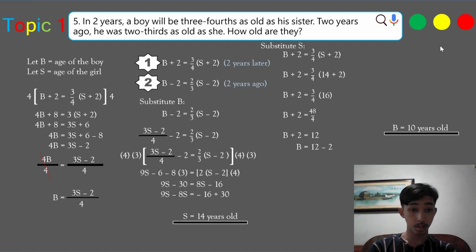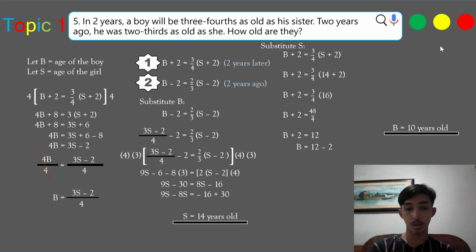Then let's transpose the 8 to the right side. So it will be 4B is equal to 3S plus 6 minus 8. Then we subtract 8 from 6, so it will be negative 2. So 4B is equal to 3S minus 2. Then let's divide both sides by 4. So B is equal to 3S minus 2 over 4. This is our initial value.